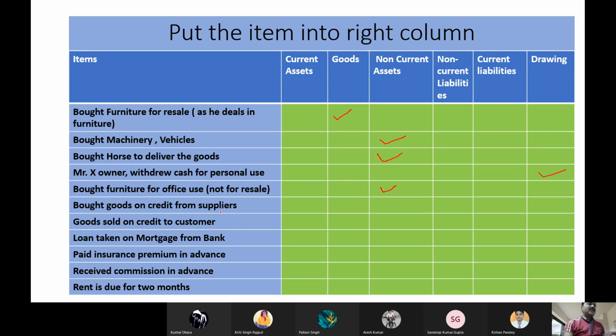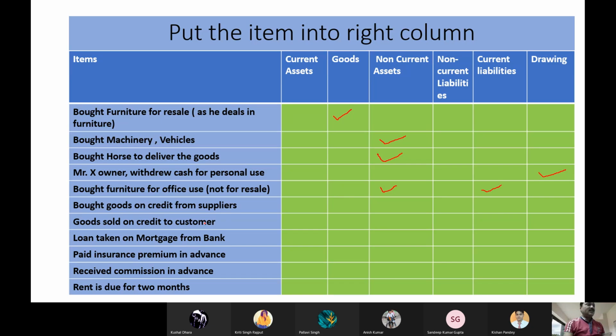Now bought goods on credit from suppliers. So suppose that you are the businessman and you are buying the goods from a supplier on credit. This means you have to pay sometime later. So the supplier will be termed as creditor, and creditor is a part of liability. But what kind of liability? Current liability or non-current liability? As you know, the liability which is repayable within a year's time is called current liability. तो creditor आप एक साल के अंदर उसका पेमेंट कर देंगे तो इसको हम current liability कहेंगे.